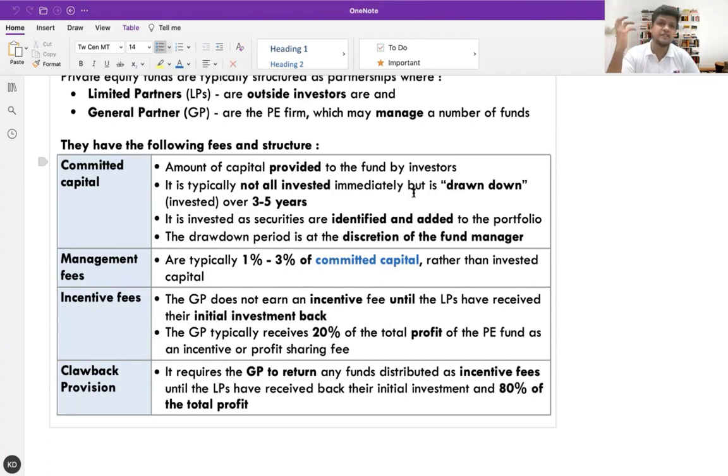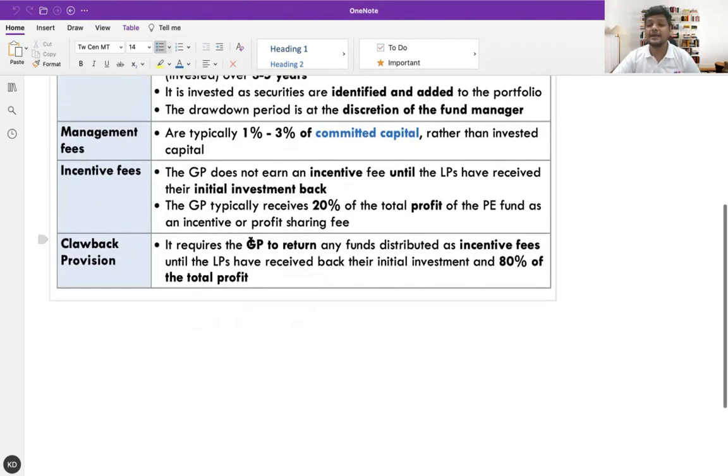But see, this is not a mutual fund where everything is so plain vanilla. The LPs are also smart. They say that if there is a loss in the fund, then there is a provision to claw back. Clawback means the GP may have to return the incentive fee. Very interesting. See this. The clawback provision requires the GP to return any funds distributed as incentive fees. So let's say last year I gave the GP some incentive fee, but the GP may have to return it until the LPs have received back their initial investment and 80% of the total profit.